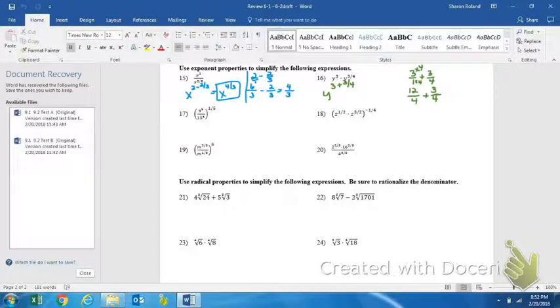And so you keep the denominator. 12 plus 3 is 15. And so this is y to the 15 over 4.